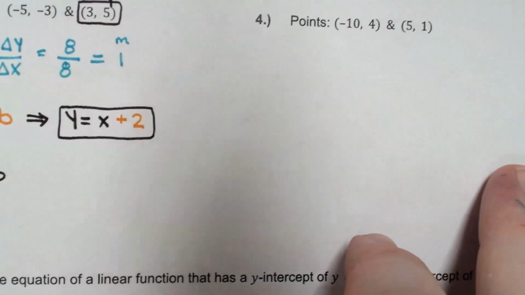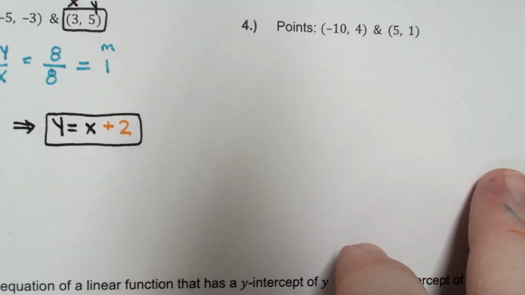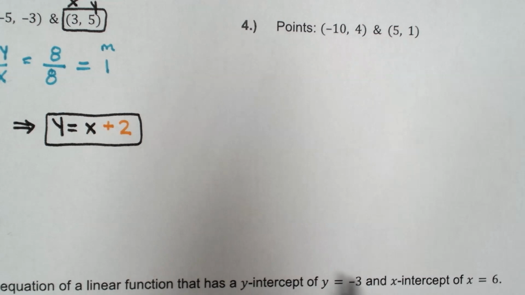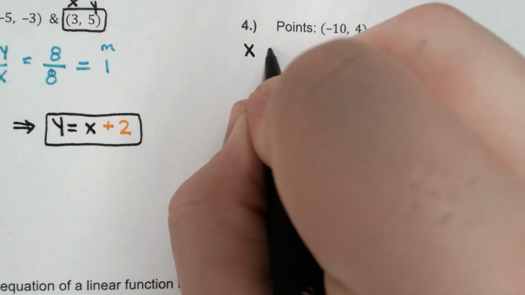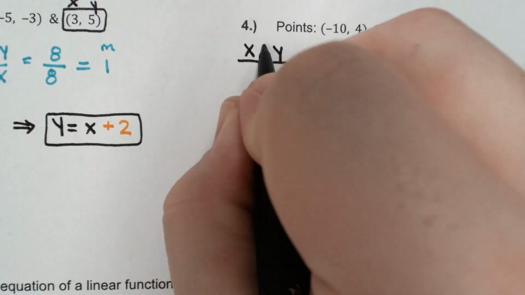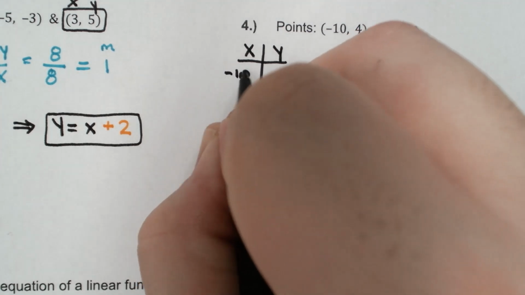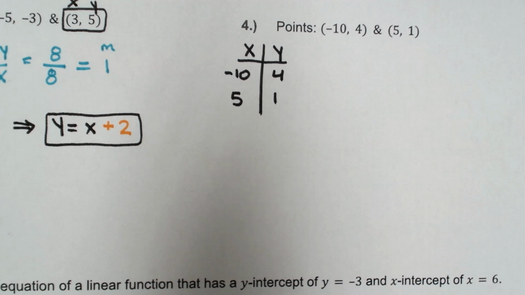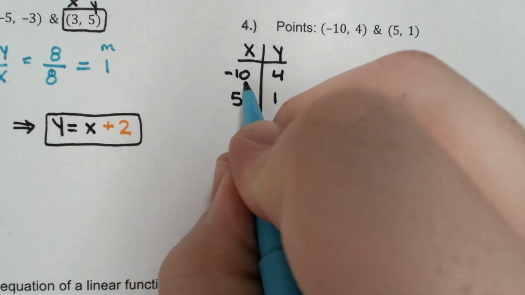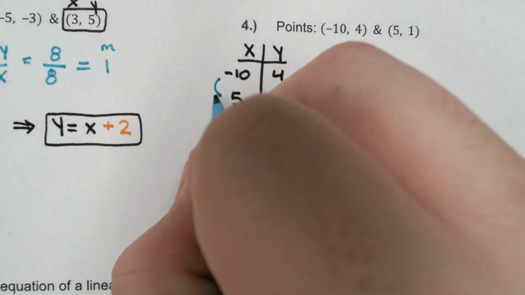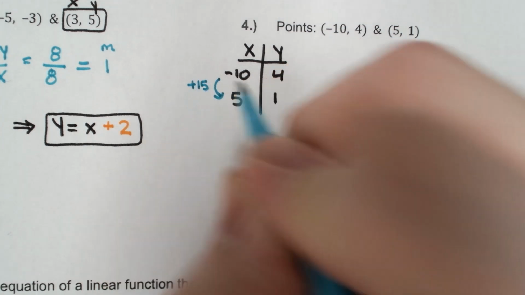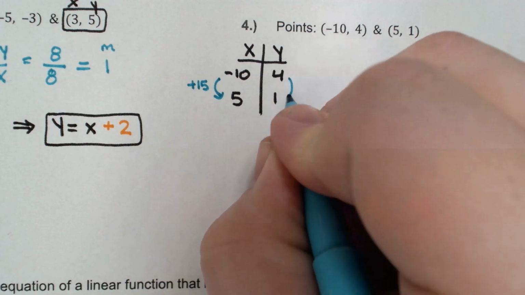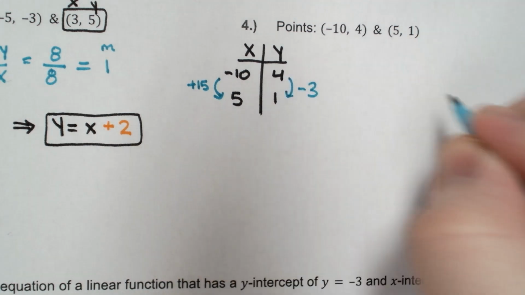Number 4. We need to write the equation of a line that goes through -10, 4 and 5, 1. So I'm going to go ahead and put those points into a table. The x's from -10 all the way up to 5 goes up 15. The y's from 4 down to 1 go down 3.